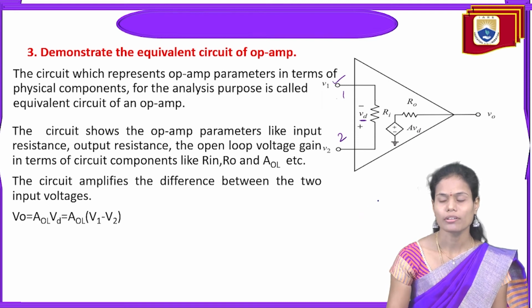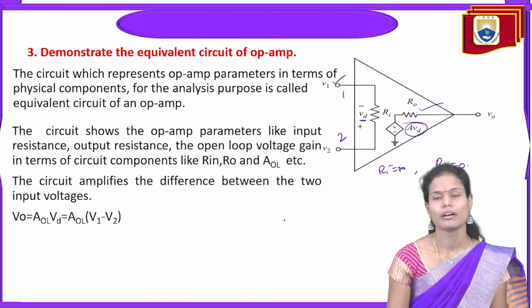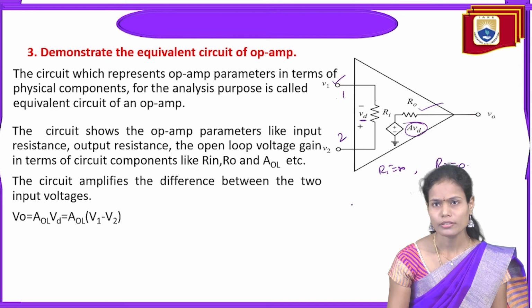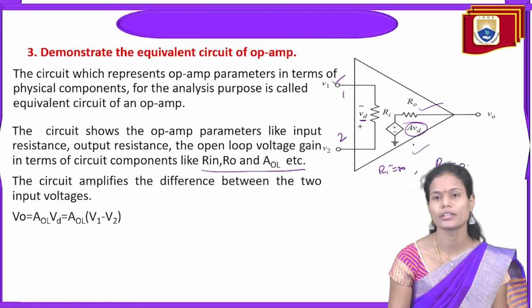So across the output side, we have the differential voltage gain it is providing, and the output resistance. In the practical case, the values may be large here, but ideally it provides infinite input impedance and zero output impedance. So the op-amp's parameters in terms of physical components for analysis purposes is called the equivalent circuit of an operational amplifier. This circuit shows the op-amp parameters like input resistance, output resistance and the open loop voltage gain. These are the parameters we are indicating in the equivalent circuit.